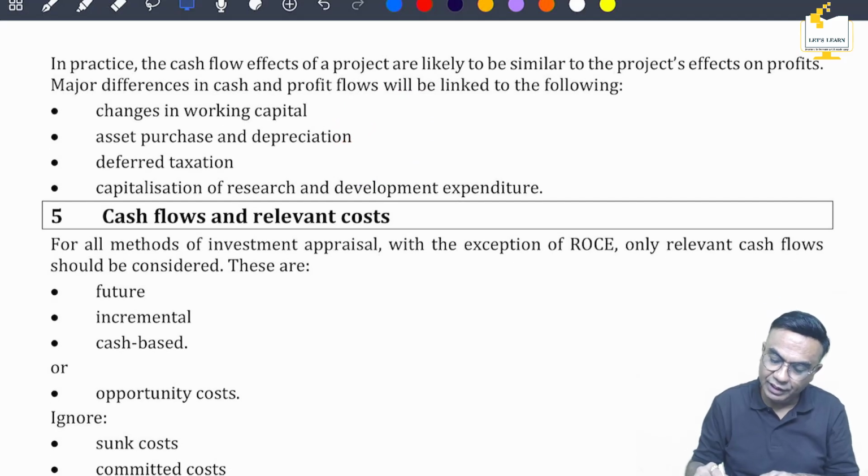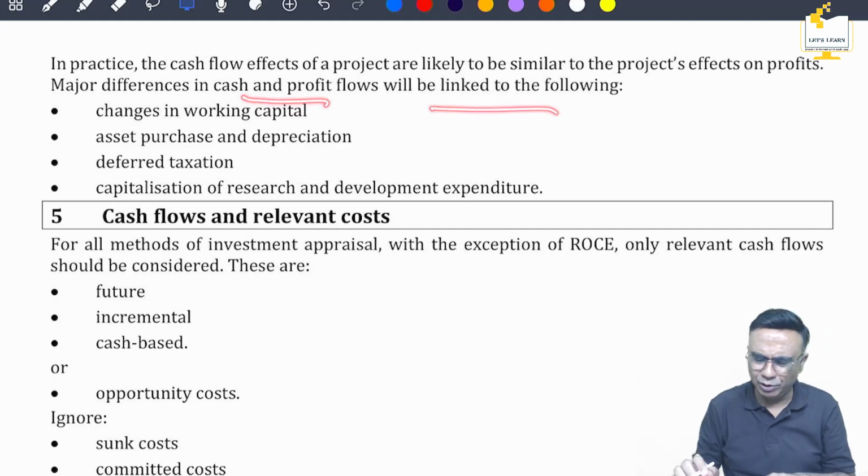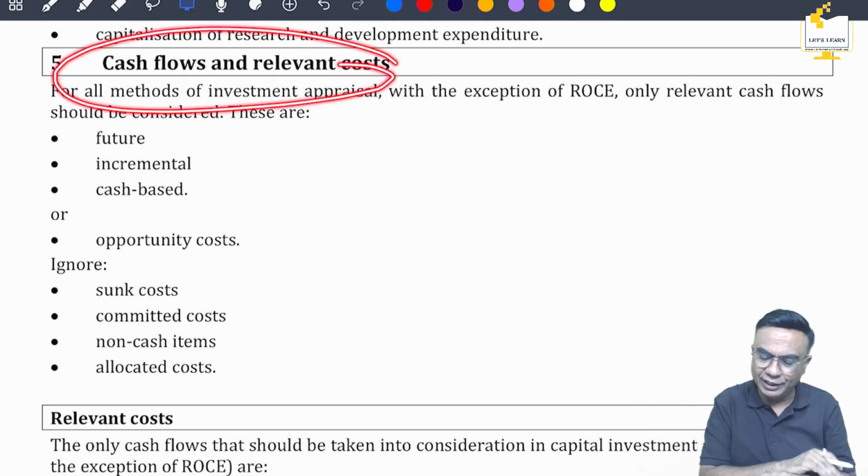Major differences in cash flows linked to T. No problem, not required. We can just go through this directly now.